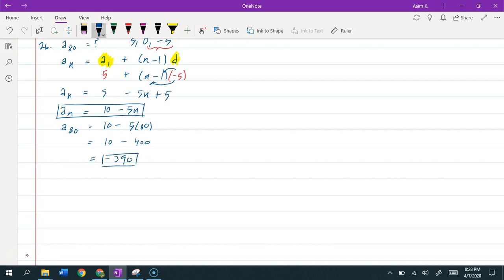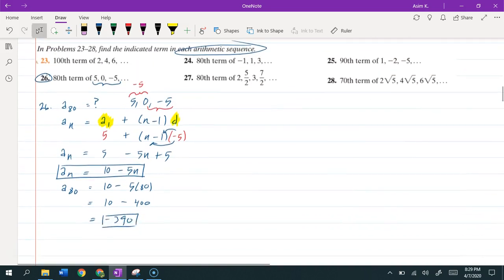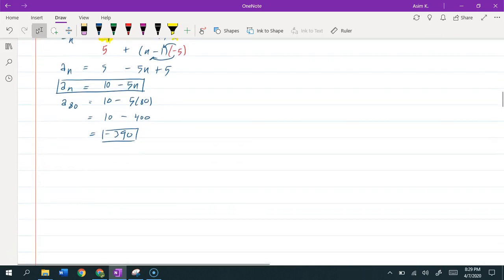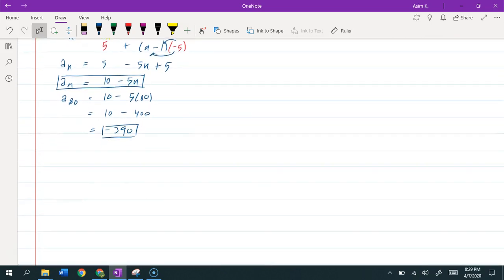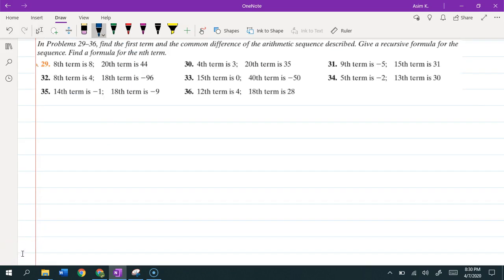So based upon this pattern, by the time you get to the 80th term, you are guaranteed to get the number negative 390. Okay? So that is yet another objective of the lesson, and it's basically using different pieces of information to get to the same exact goal. Okay, now we're going to try something a little bit different. In this case, you've been given two different terms within an arithmetic sequence. So instead of giving you the first term and the common difference, they're giving you just two random terms.